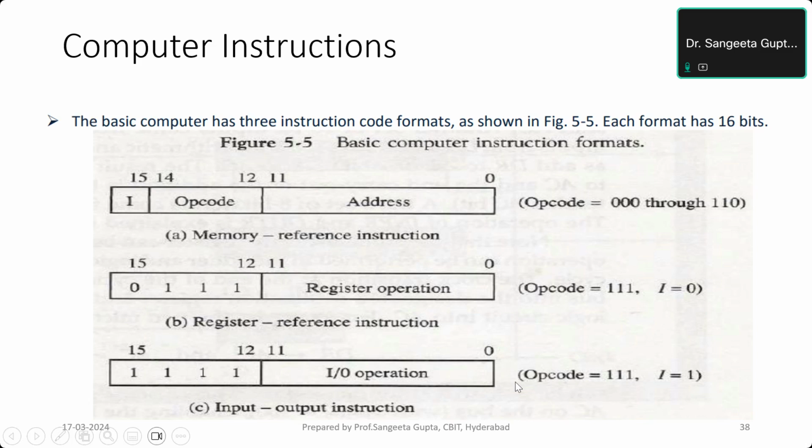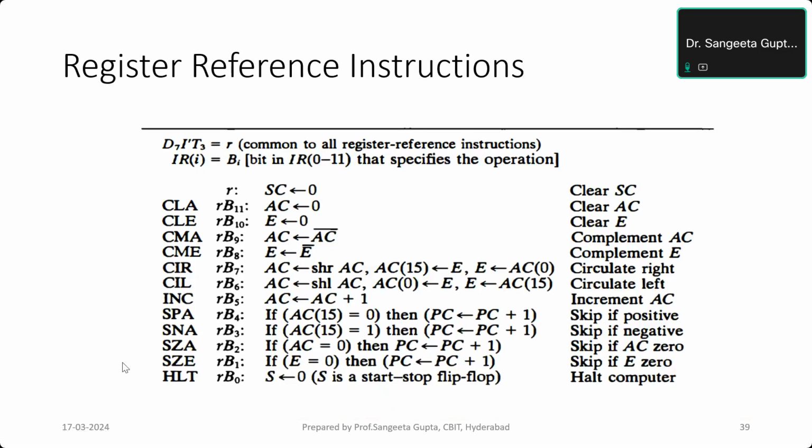An input-output operation is identified as bits 0 to 11 used for representing the IO operation but not any address. The opcode bits 12 to 14 are 1s, which is the binary equivalent of decimal 7, and the 15th bit is 1. Now, to understand these instructions in detail, we have different register reference instructions, such as setting the sequence counter to 0, which is also known as clearing the sequence counter. Clearing the accumulator is also a register reference instruction. Then clearing E, which is an extended accumulator or a 1-bit flip-flop, is also a register reference instruction.